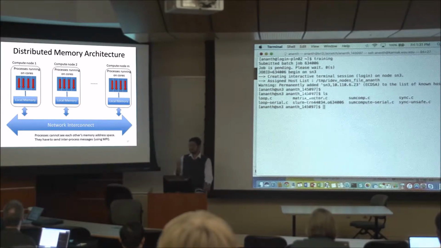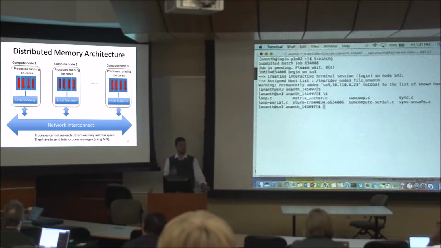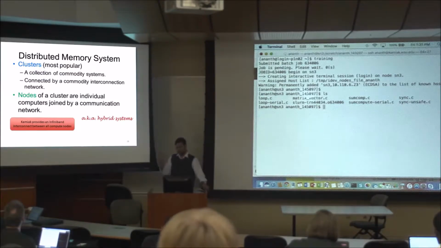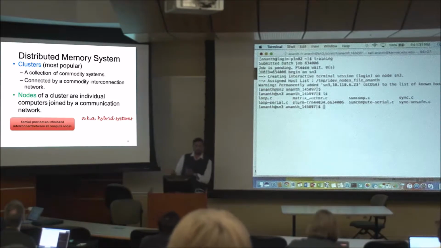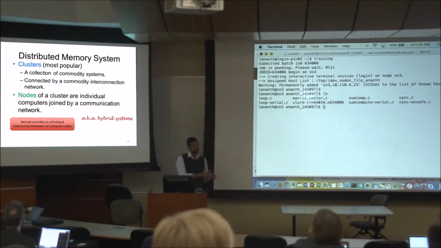This actually complicates the programming process. I can't see your data, which means I have to ask you for your data. I have to interrupt you and say, give me your data. That's communication, and that communication needs to happen over this network interconnect, for which one of the main choices that we have is MPI. Some of you have probably already written or dealt with MPI programs. The challenges in designing a parallel algorithm for distributed memory are very different from shared memory machines.